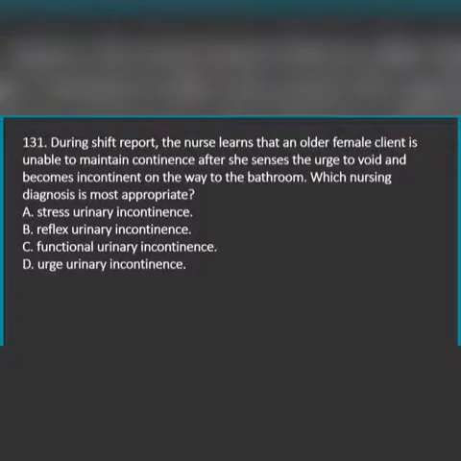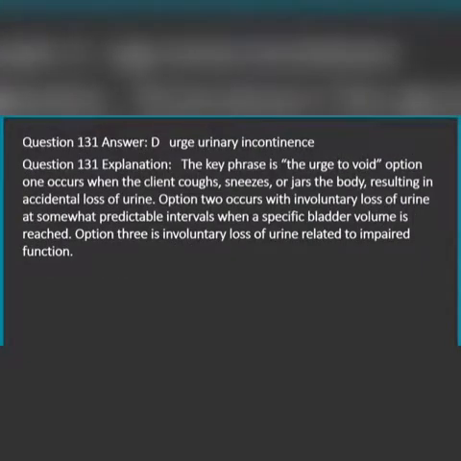Question 131. During shift report, the nurse learns that an older female client is unable to maintain continence after she senses the urge to void and becomes incontinent on the way to the bathroom. Which nursing diagnosis is most appropriate? A. Stress urinary incontinence. B. Reflex urinary incontinence. C. Functional urinary incontinence. D. Urge urinary incontinence. Answer: D. Urge urinary incontinence.